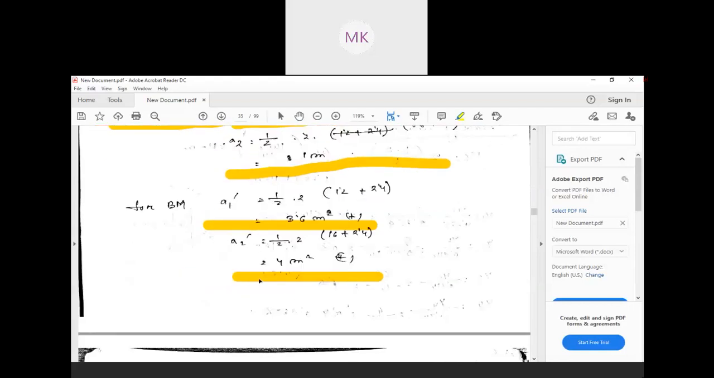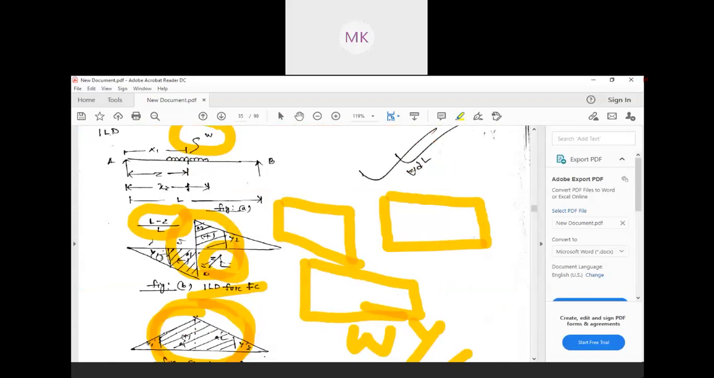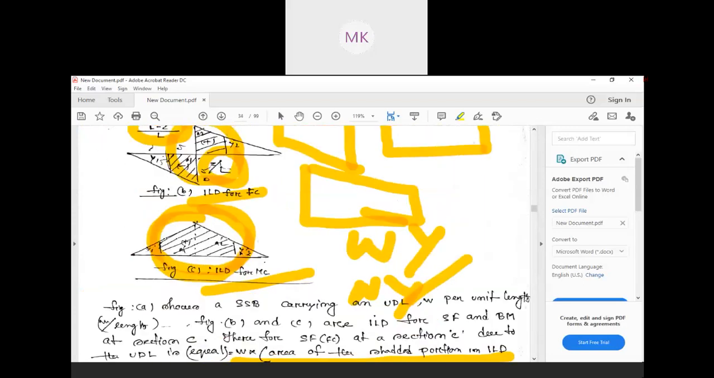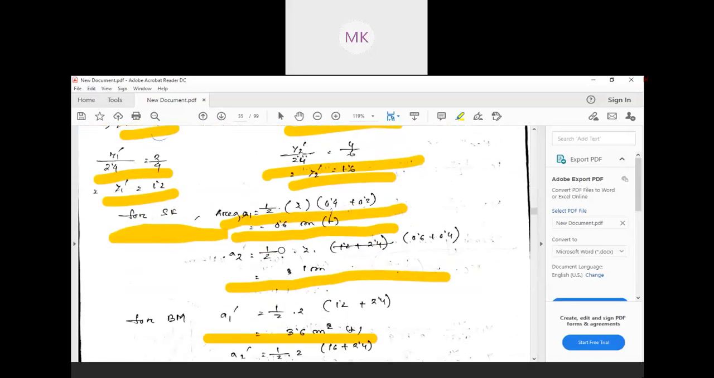After finding out, first what we need to do, we need to consider the beam as per the length given, and according to that length we need to consider one portion at a time, and for that portion you need to calculate the ordinates, these ordinates, y1, y2, y1 dash, y2 dash. After finding out that ordinate, you need to find out the area of the shaded portion.